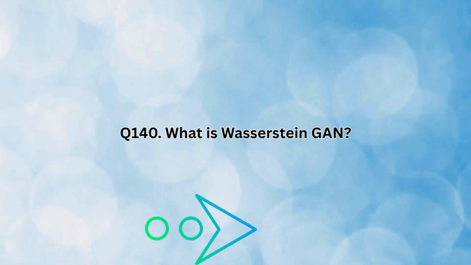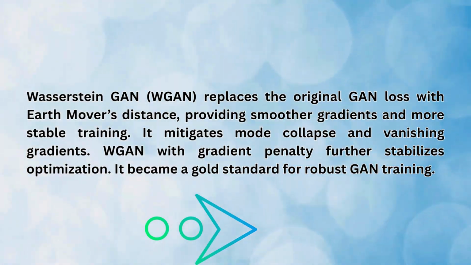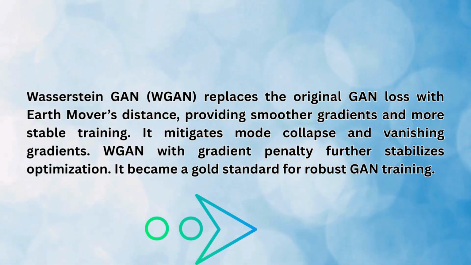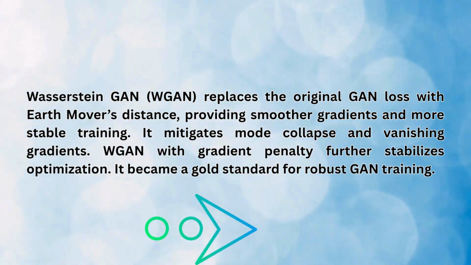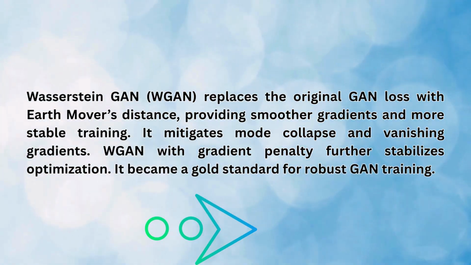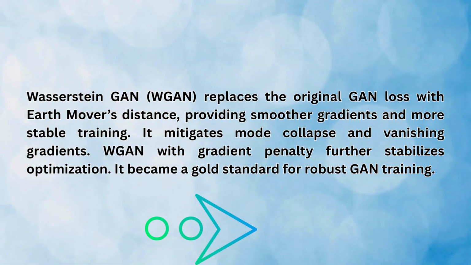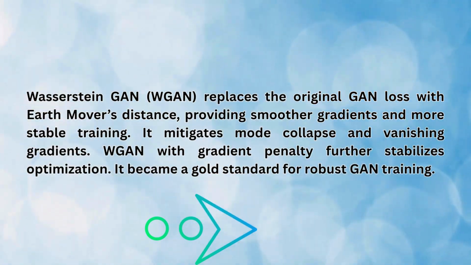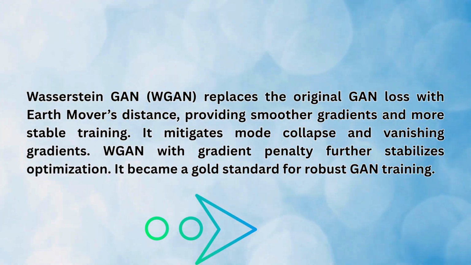What is Wasserstein GAN? Wasserstein GAN, WGAN, replaces the original GAN loss with Earth mover's distance, providing smoother gradients and more stable training. It mitigates mode collapse and vanishing gradients. WGAN with gradient penalty further stabilizes optimization. It became a gold standard for robust GAN training.